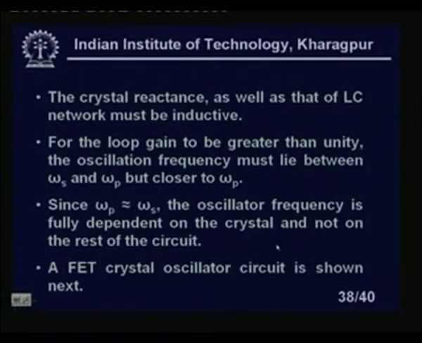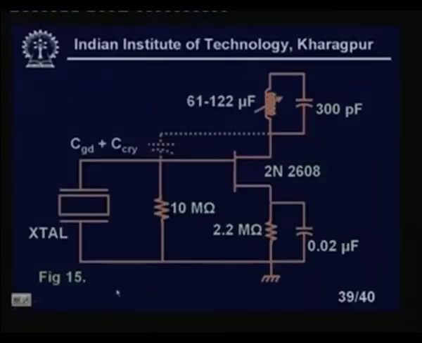Now, let us look at a FET crystal oscillator shown next. We see that it uses a FET, and it is basically a Colpitts oscillator. We can see this is a typical Colpitts oscillator. So, I have a crystal here, I have a 10 mega ohm resistance, and I am using a transistor 2N2608, and these are tank circuits with values 61 to 122 microfarads with 300 picofarad capacitances, emitter bypass capacitor 0.02 microfarads, and an emitter resistance of 2.2 mega ohm.